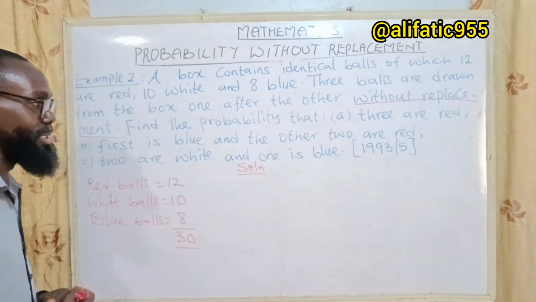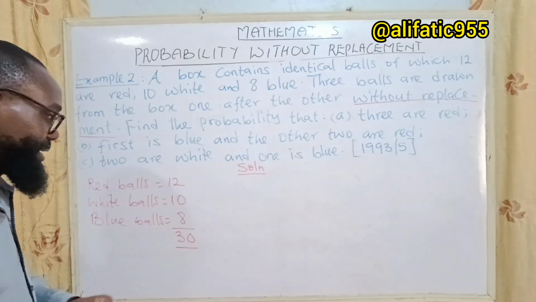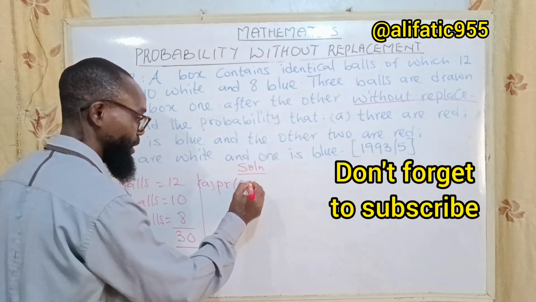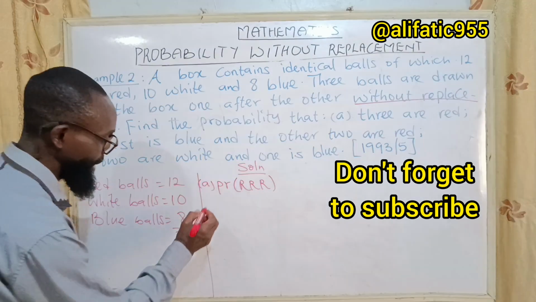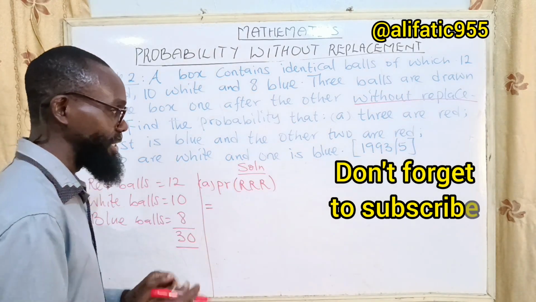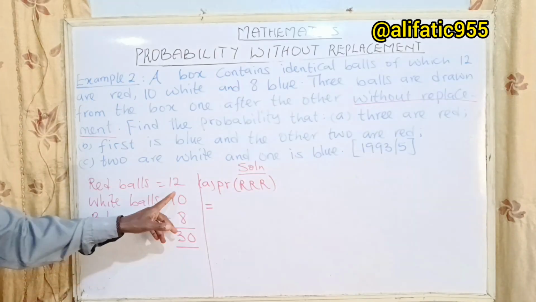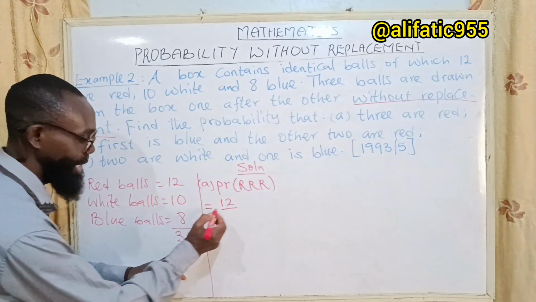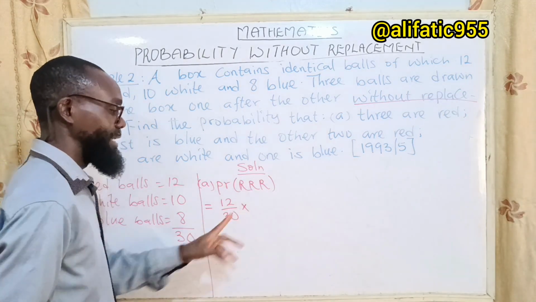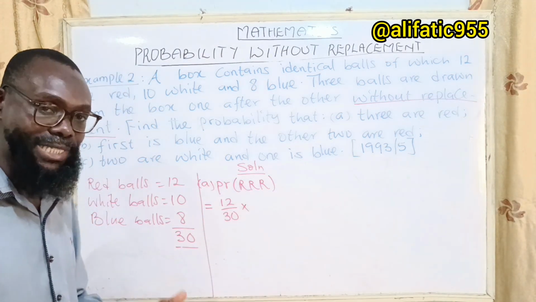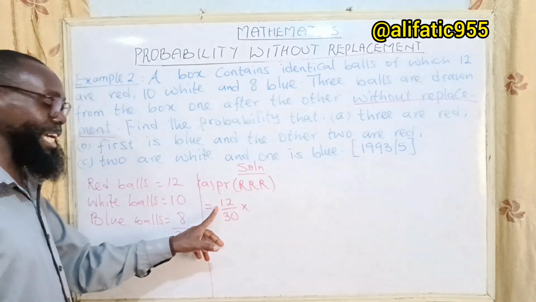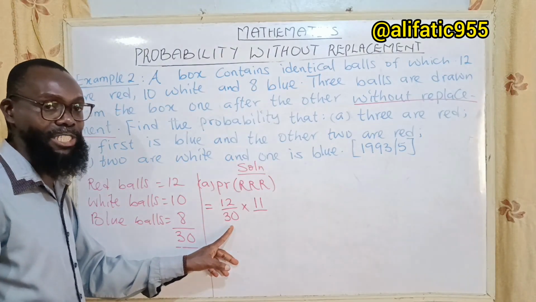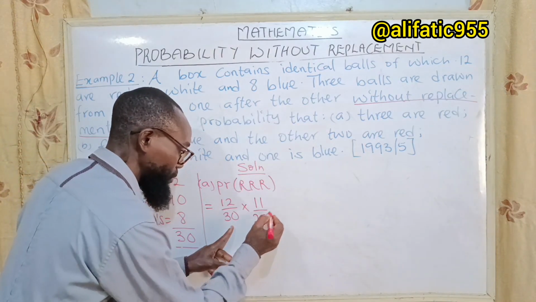Now, without replacements, we want to find the probability that, question A, the 3 are red. The 3 are red means probability of red, red, and red. So in this case, we can now say that probability of the first red, how many red do we have? We have 12. So it's going to be 12 divided by total number 30, multiplied by the second red. Don't forget without replacement. For the second red, it means this red has been decreased by 1. It remains 11 over. This 30 has been decreased by 1. It remains 29, multiplied by.